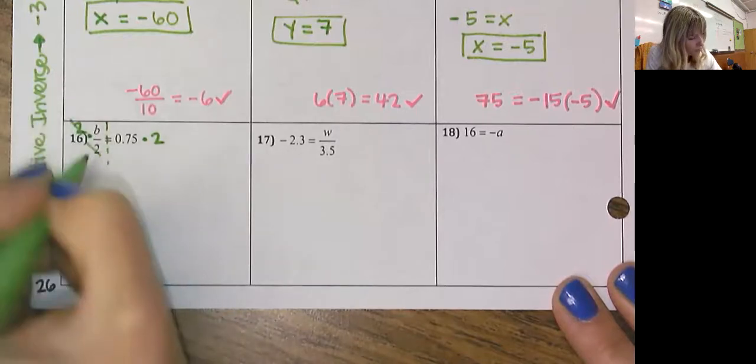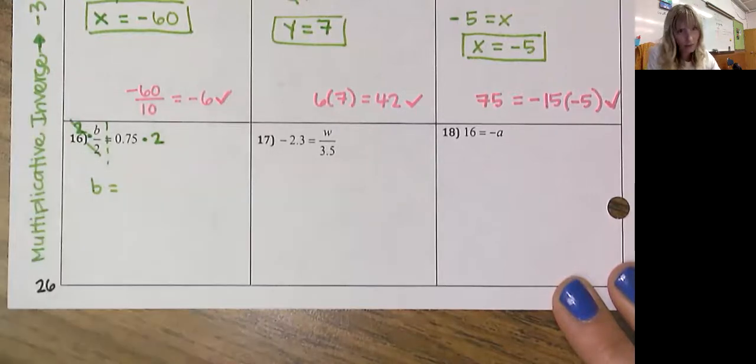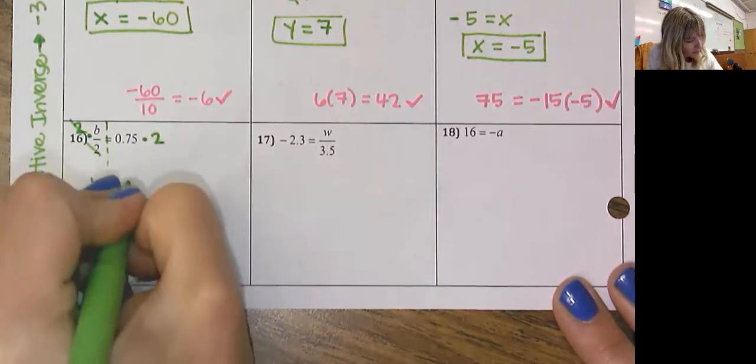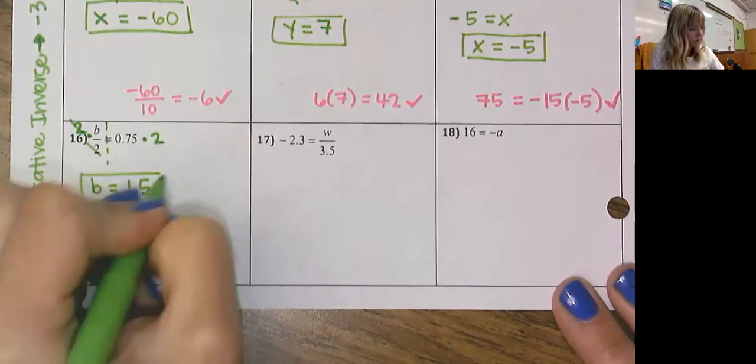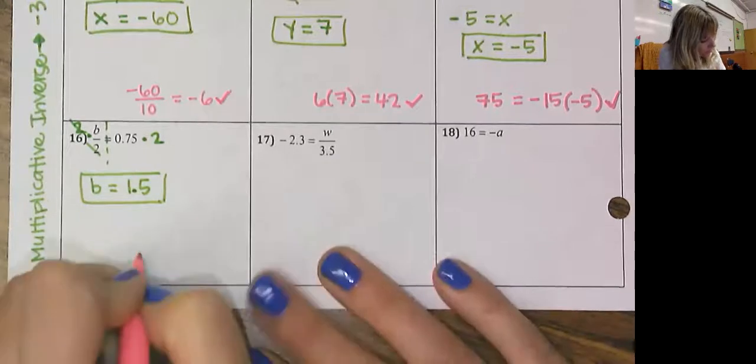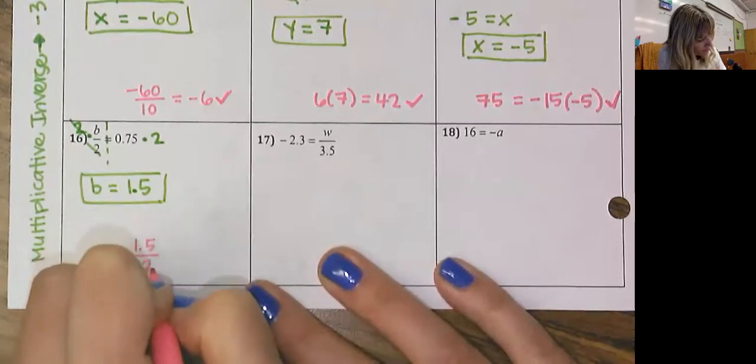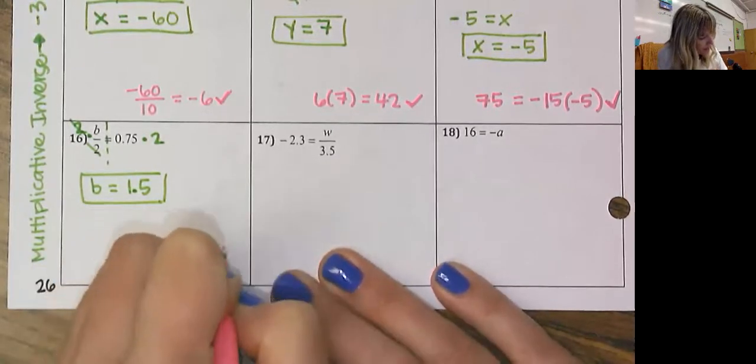2 divided by 2 turns into 1, which is exactly what I wanted. 0.75 times 2, think of it like 75 cents times 2, it's $1.50 or 1.5. Let's check our answer. Is 1.5 divided by 2 equal to 0.75? Yes, it is.